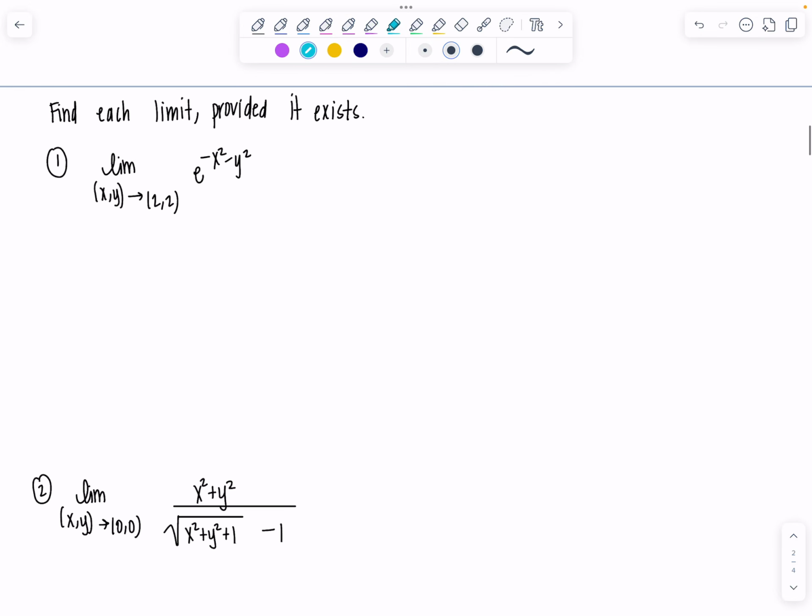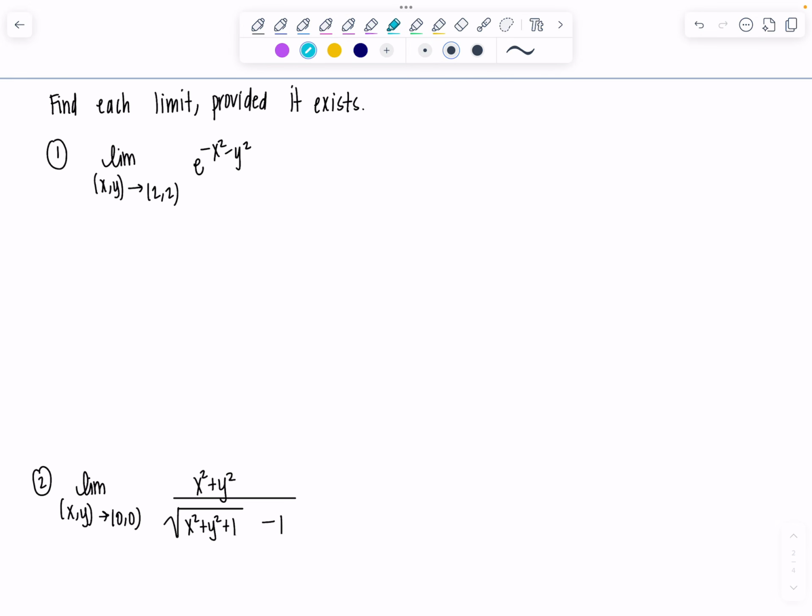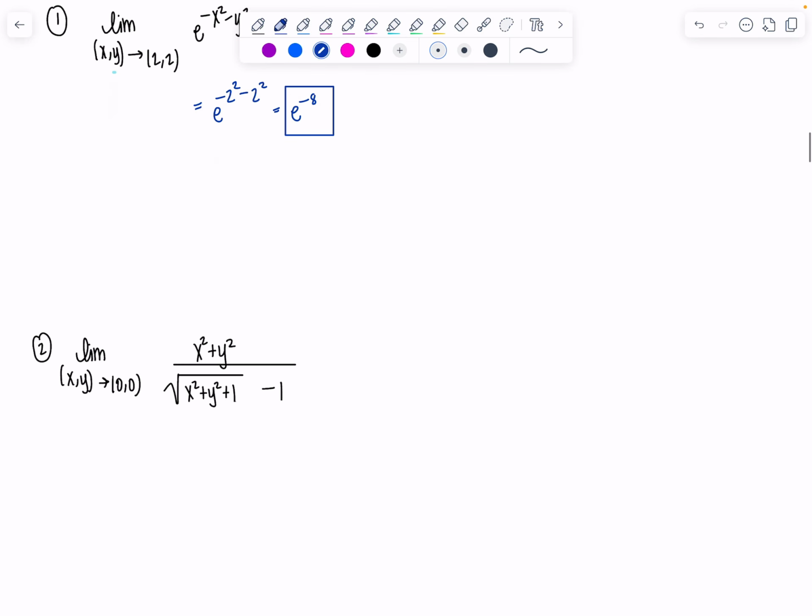I know it can be stressful. Okay, find each limit provided it exists. x, y is going to 2, 2, and we have e to the negative x squared minus y squared. Let's just try direct sub. e to the negative 2 squared minus 2 squared. Oh, that's e to the negative 8th. That's a number. That's my limit. Done. Oh, look at that. Not bad. I wanted to start off making us all happy.